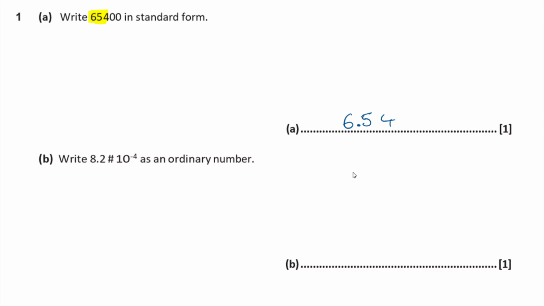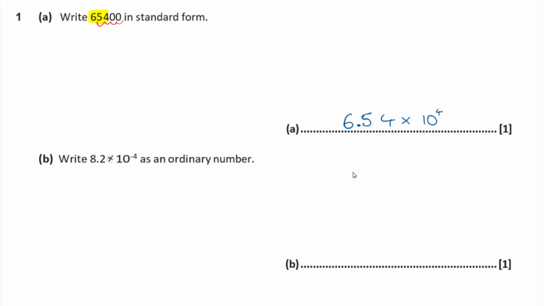And then I'm going to multiply it through by the exponent or power of 10 that turns it back into the original number. So here, look, the decimal point started here and we've moved it 1, 2, 3, 4 jumps to put it there between the 6 and the 5. So to turn 6.54 back into 65,400, we'd need to times it through by 10 to the power of 4. Okay, so that's my answer, 6.54 times 10 to the 4. Okay, so I'm guessing that's a typo. That should be a times in there. Sorry about that. So part B, write 8.2 times 10 to the minus 4 as an ordinary number.